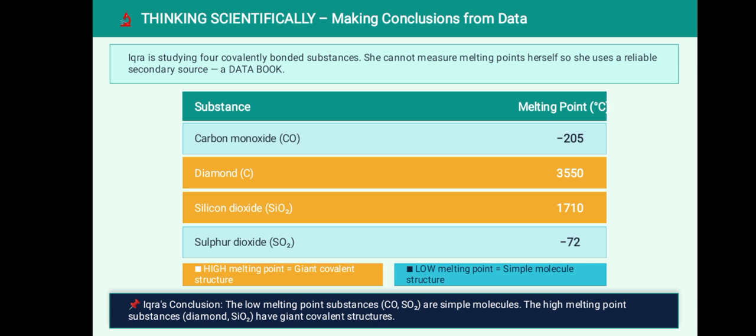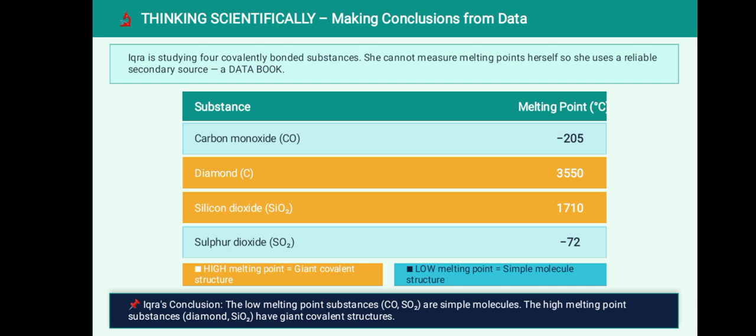In your textbook, a student named Ikra is studying 4 covalently bonded substances. She cannot measure melting points herself, so she does not have the substances or the right equipment. So she does what any good scientist would do. She finds the data in a reliable secondary source, a data book.